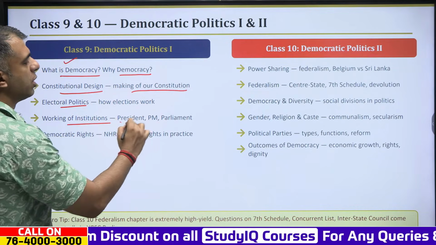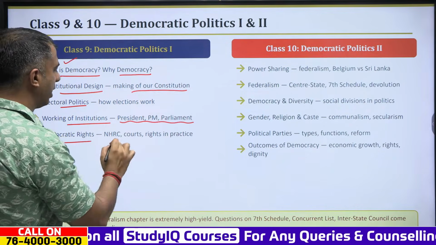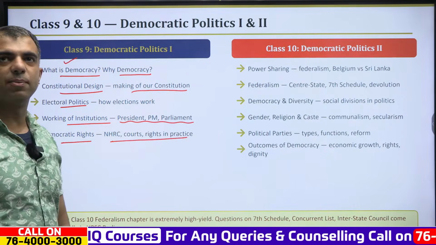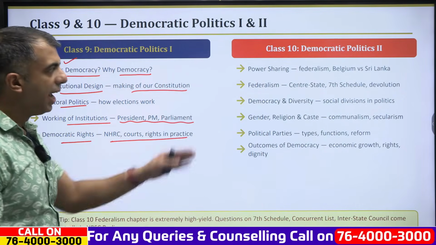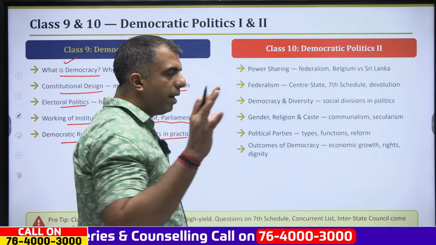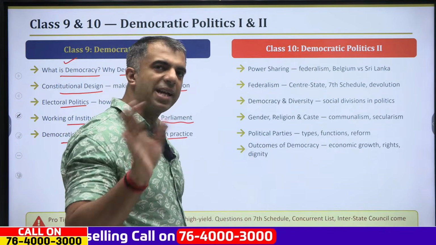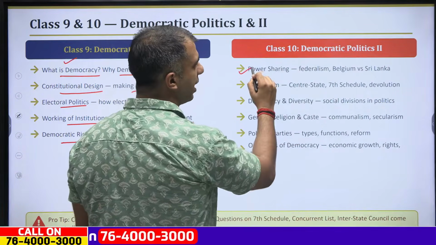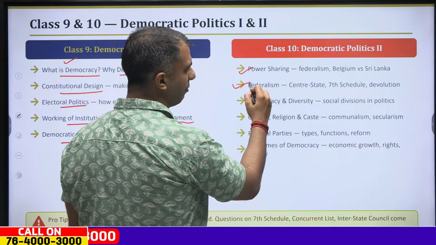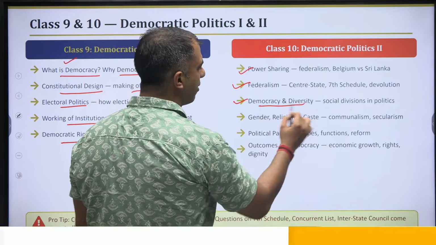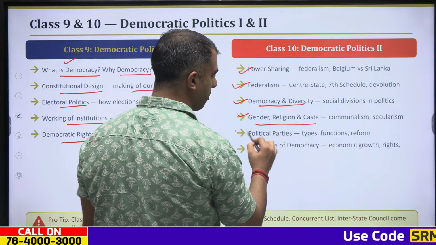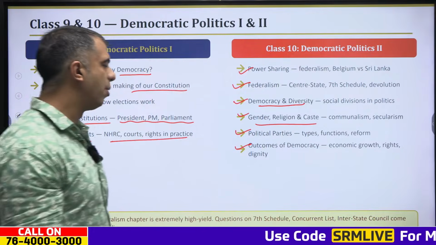Working of institutions, President, PM, Parliament, democratic rights, the NHRC, courts, rights and practices, everything has been covered. In class 10th, they have taken up concepts around diversities and federalism primarily. So, power sharing, comparative studies have been given, federalism, democracy and diversity, gender, religion, caste, political parties and outcomes of democracy have been covered.